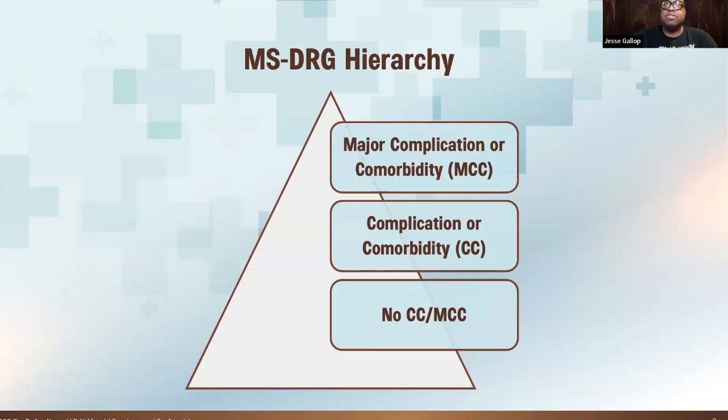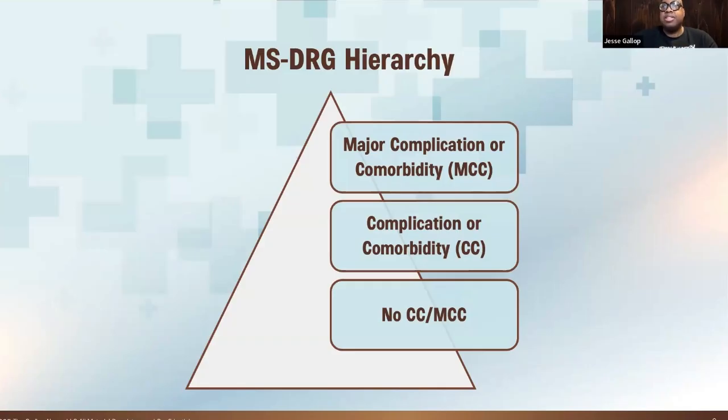So the medical severity or MS-DRG hierarchy is, at the base, you have no CC or MCC. Then at the next highest level, you have a complication or a comorbidity, which is a CC. Then at the top, you have major complication or comorbidity, which is an MCC. And for each stage you go up, you get a different DRG assigned, and it comes with a different weight. So the higher you go up, the higher the DRG weight, and the DRG weight is what ultimately determines the payment that the hospital will receive for that admission.